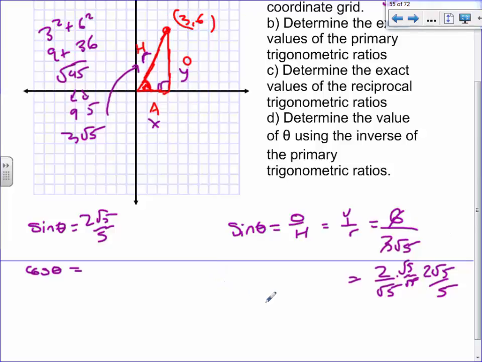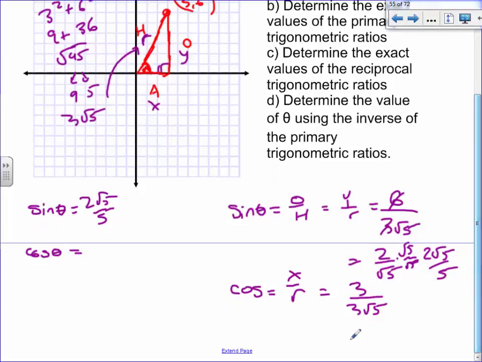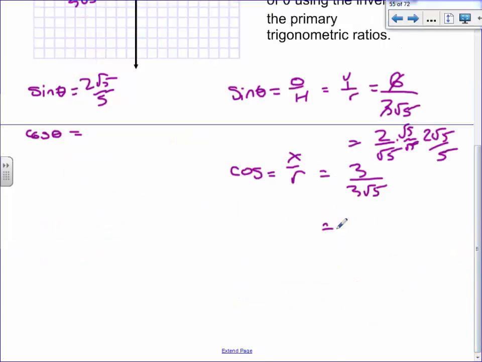Okay, cosine would be adjacent over hypotenuse. So cosine would be the x value over the radius. Your x value was 3 over 3 root 5. 3 over 3 just kind of cancels to give you 1 over root 5. So your final answer then would be root 5 over 5.